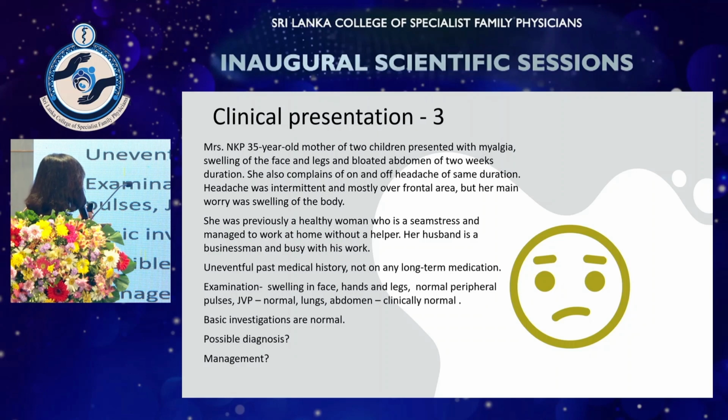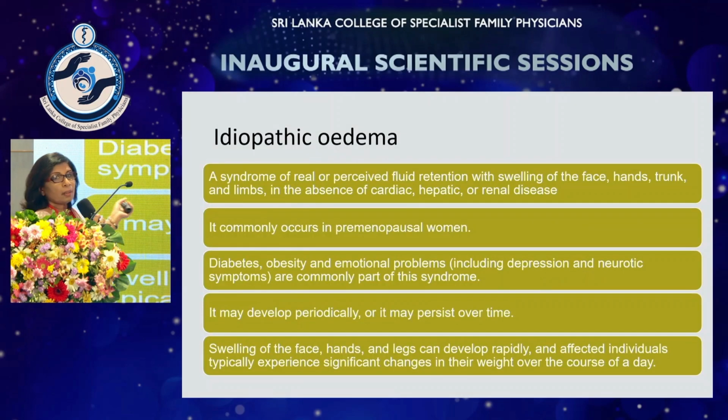She was previously a healthy woman who is a seamstress and managed to work at home without a helper. Her husband is a businessman and busy with his work. You know, past medical history and others are uneventful. The examination says swelling in face, hands and legs, JVP is normal, peripheral pulses are normal, and the rest of the things are normal. So because of the time constraints, I would go for the diagnosis, what you call as idiopathic edema.